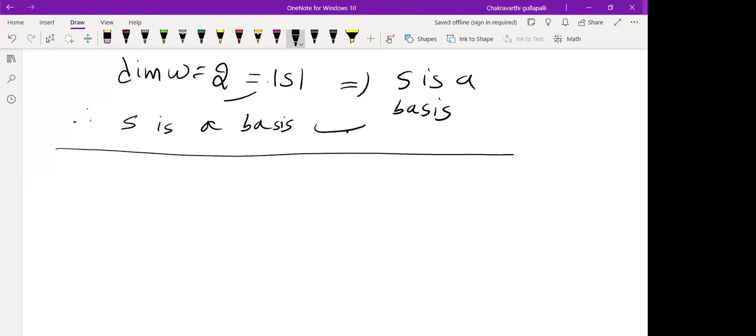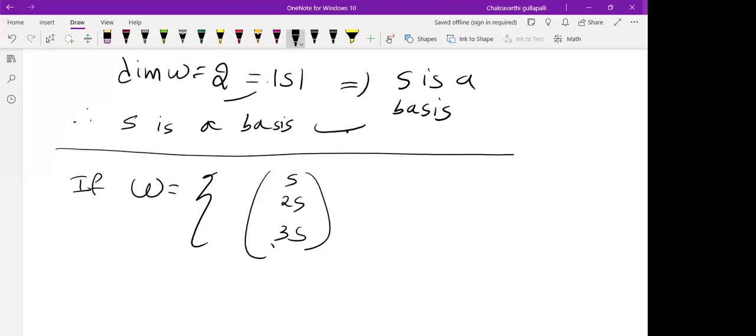Next. Is it clear for all of you? I'll give you one question. You tell me what is the dimension. If W is equal to the set of all vectors of the form S, 2S, 3S. Is S a free variable or a scalar? S is a scalar or free variable. So then the dimension of W is 1.